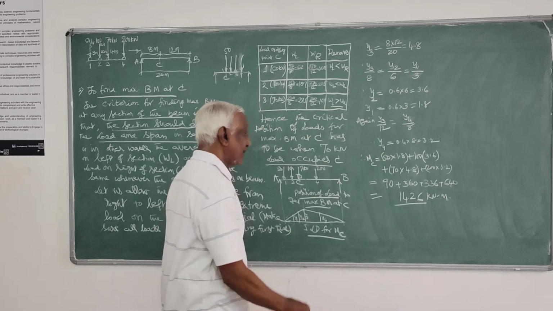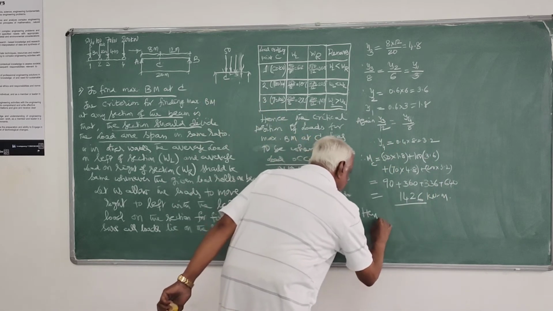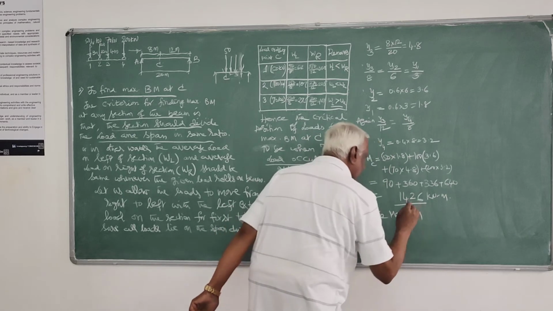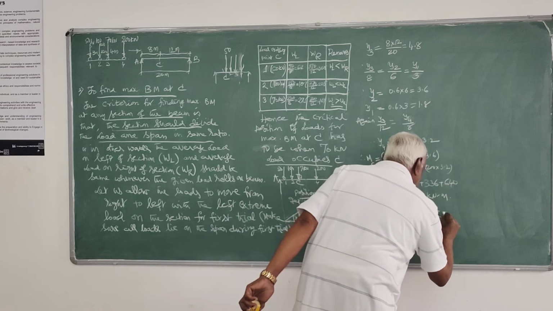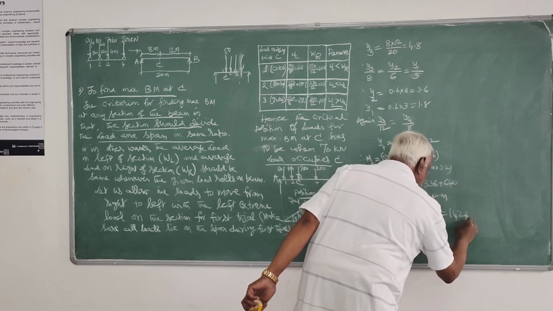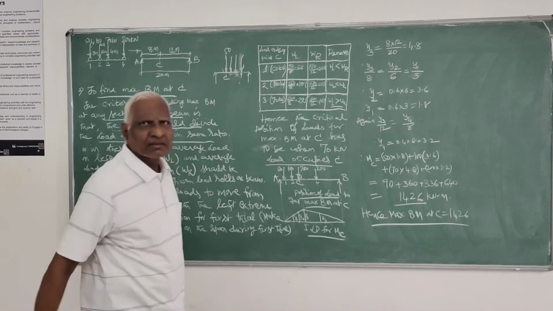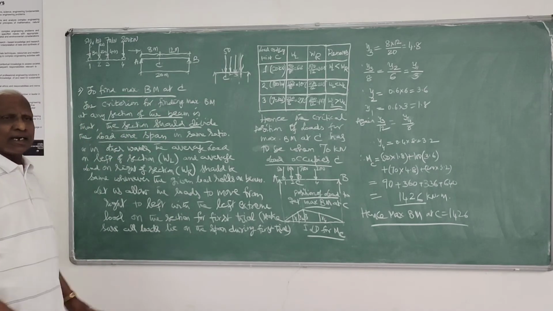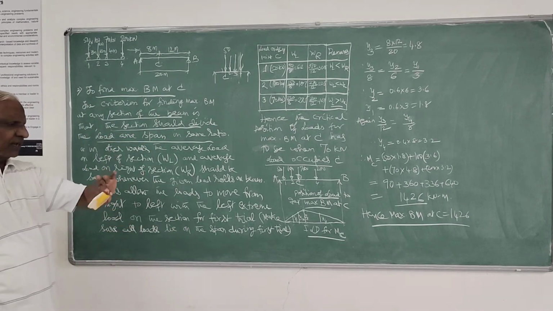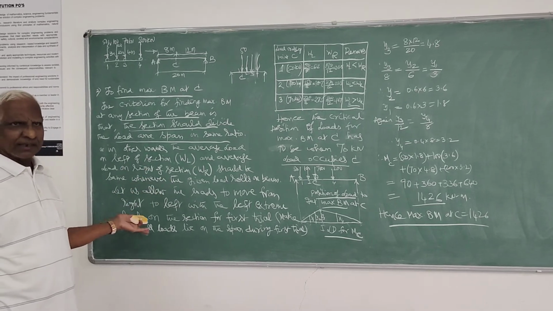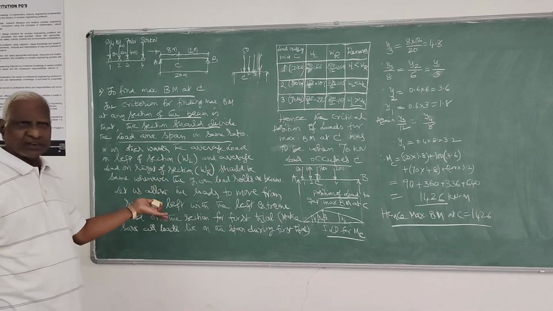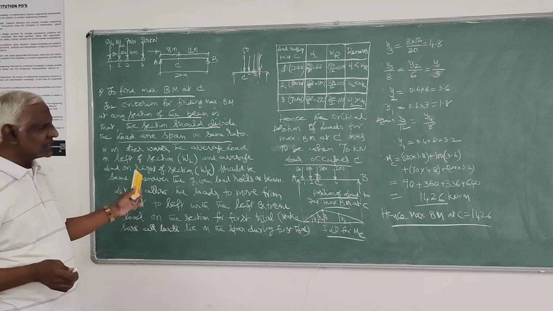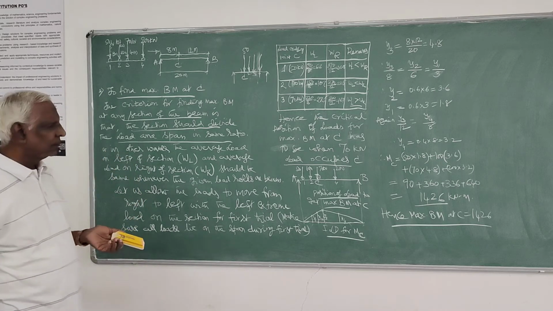kilonewton meter. Hence, maximum bending moment at C is equal to 1426. That's how to find maximum bending moment at any point. You can follow this procedure, so it is easy, right? In 15 to 20 minutes, you can solve one full question, or along with another one, right?